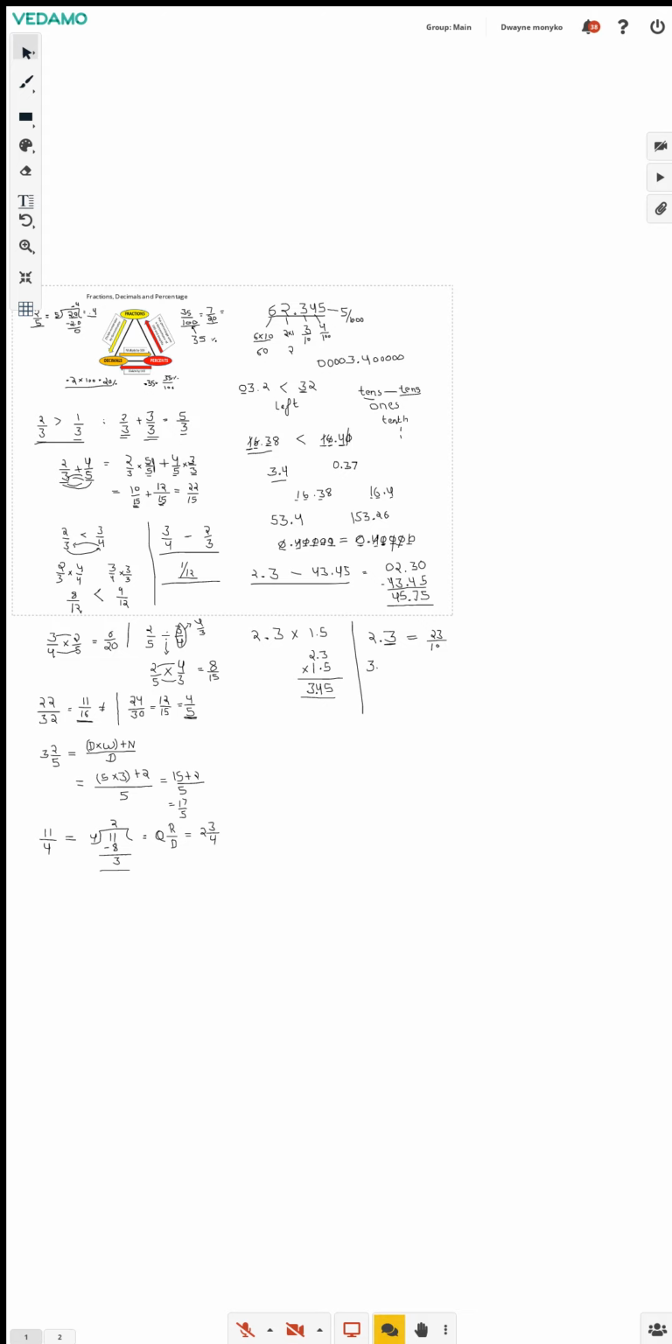3.50, convert this into a fraction. You do not have to reduce it. If you don't reduce it, that's fine. You just convert this into a simple fraction.